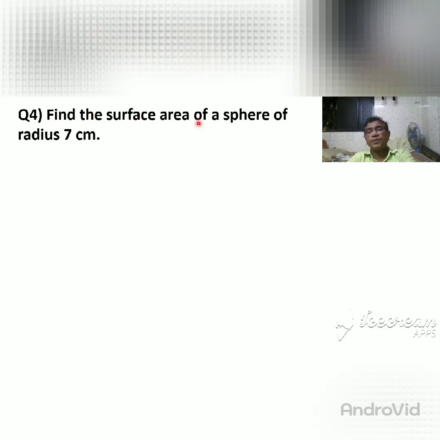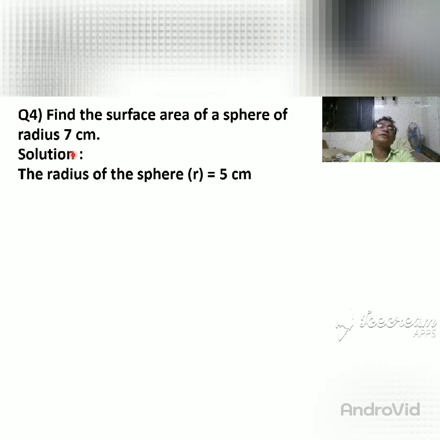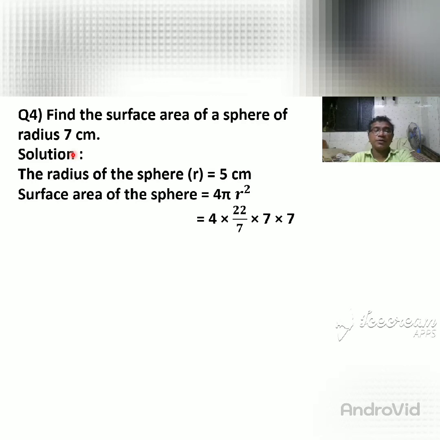Then problem number 4. Find the surface area of sphere of radius 7 centimeter. Surface area you want to find out. Radius is given here, 7 centimeter. Okay, here it is written 5 by mistake, but all of my students, this is not 5 centimeter. See, it is 7 centimeter. It was done by me by mistake, but you must remember, students, it is 7 centimeter. See, radius is given 7 centimeter.